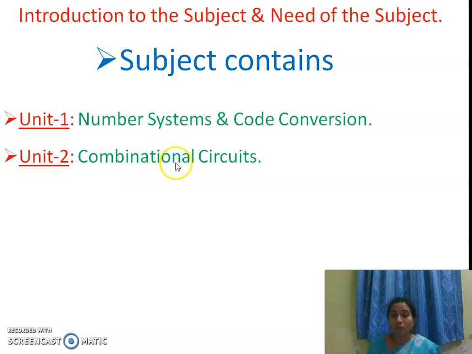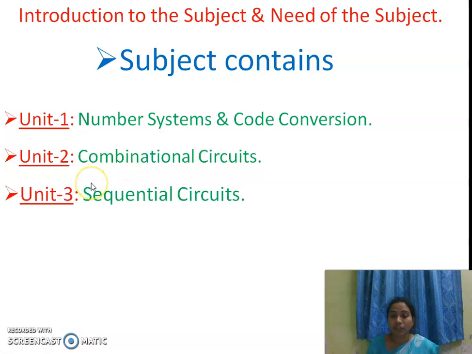Now go for the second unit. The second unit is combinational circuits. How do we represent combinational circuits? In combinational circuits, there are different types: encoder, decoder, multiplexer, demultiplexer, adders and subtractors. All of these we will learn in the second unit.